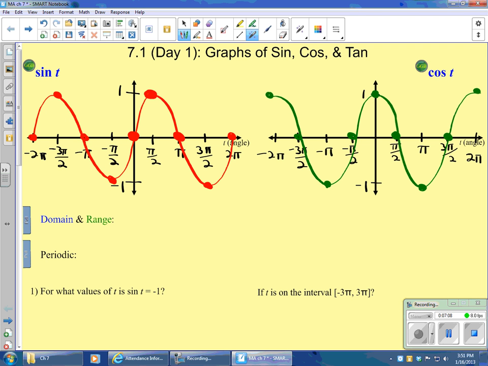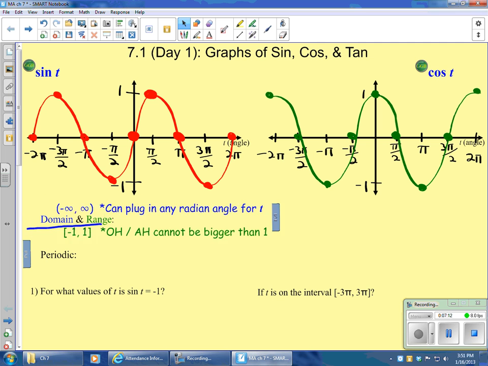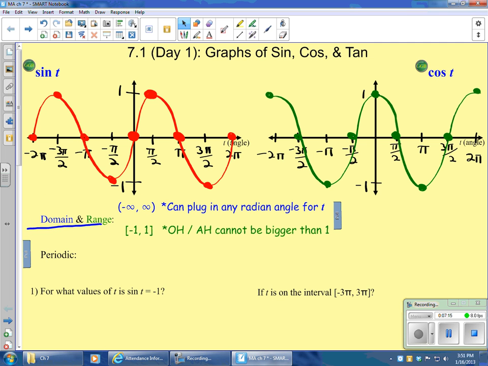The domain and range of these, oops, that's not the right button. Try this again. There we go. The domain is from -infinity to infinity, because again, these waves, even though I've stopped drawing them, would continue forever in both directions. So that really means I can plug in any number for the angle, for t. What I mean by t is right up here, sine of t or cosine of t. I can plug in any angle I want, and it will give me an answer. At no point will it give me an error.